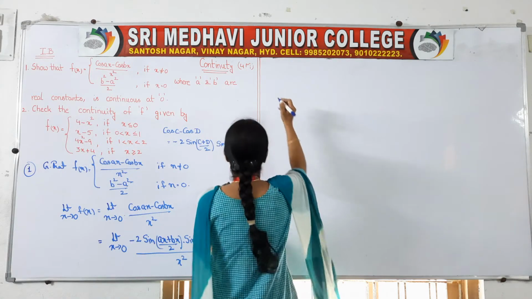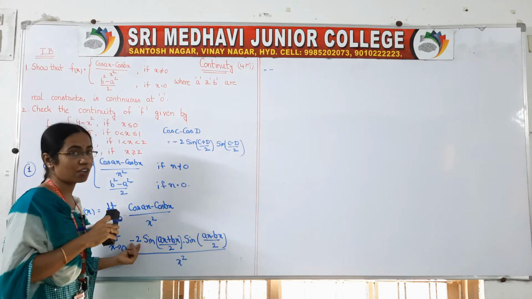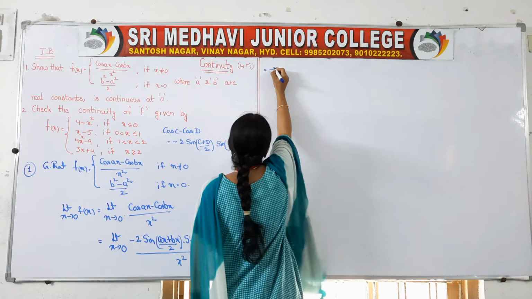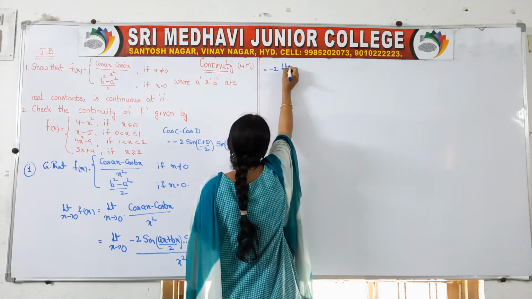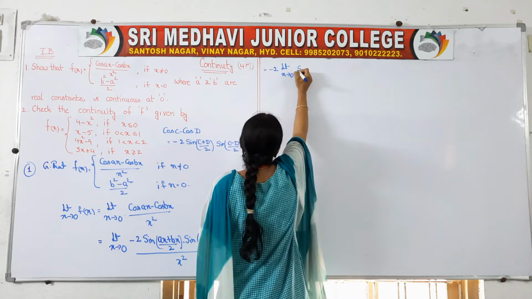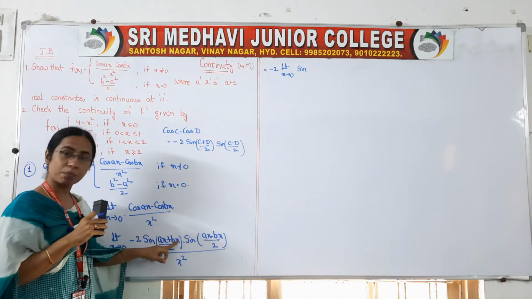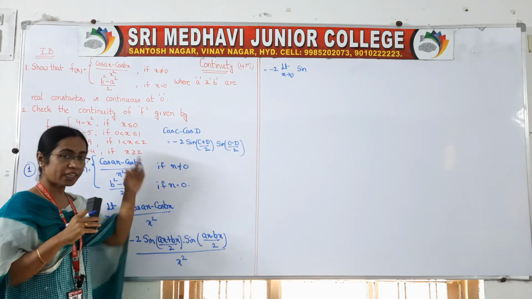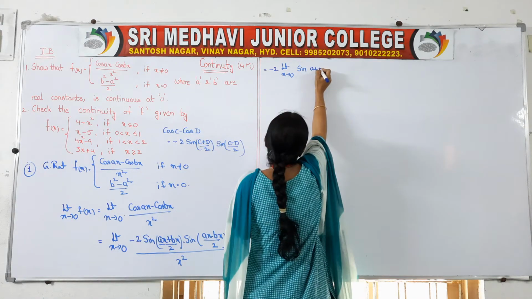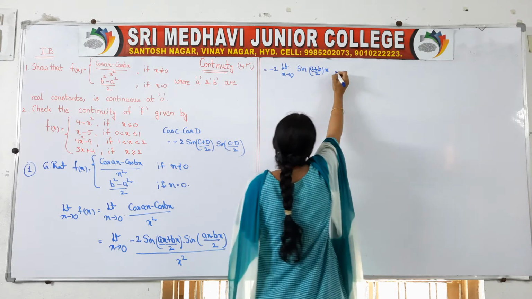Okay, so then what happens? Generally, if any constant term is there, minus 2 is a constant, we will write it outside of the limits. So you take minus 2 outside and write down limit x tends to 0 sine of, observe here, x is common in (ax plus bx) by 2. So we can take x outside. So it will be (a plus b) by 2 into x, right.